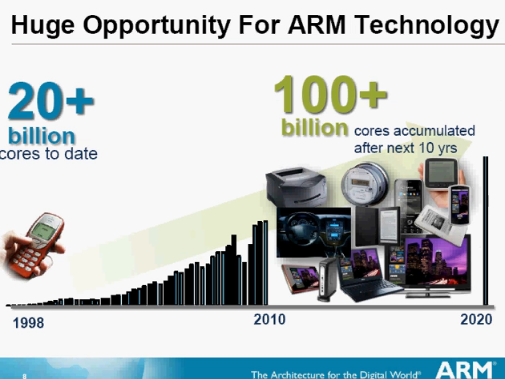See, huge opportunity for ARM technology. In 1998, very few, and then it developed to become 20 billion plus cores, and it's targeting to make it 100 plus billion. It would be more. This is just a target. Why is it so popular? Because of the unique architectures we have in ARM which save power, and this is what we are going to discuss today.